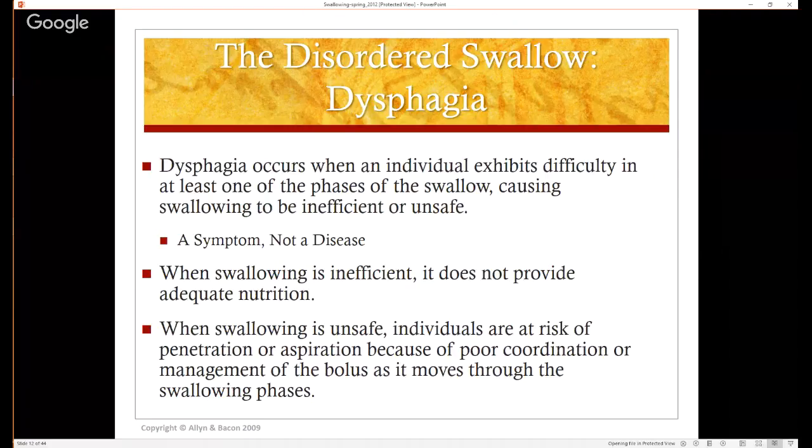When swallowing is inefficient, it doesn't provide adequate nutrition. And when swallowing is unsafe, individuals are at risk of penetration or aspiration because of poor coordination or management of the bolus as it moves through the swallowing phases. And like I said previously, you can imagine this might be quite traumatic for obviously the person it's happening to, but also to family members who may need assistance in being able to recognize when swallowing has become unsafe for a family member.